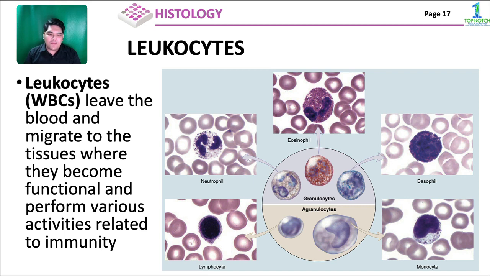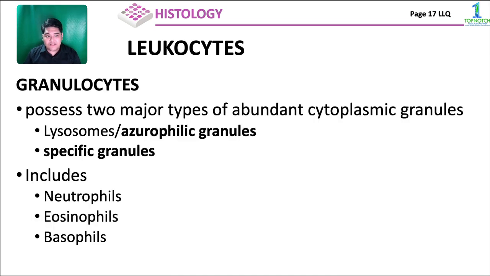So we have different types of leukocytes, those with granules and those with no or fewer granules. Let's discuss first the granulocytes. They are filled with granules, specifically your azurophilic granules and some specific granules. And what is our mnemonic for the granulocytes? Your BEN: basophil, eosinophil, and neutrophils.